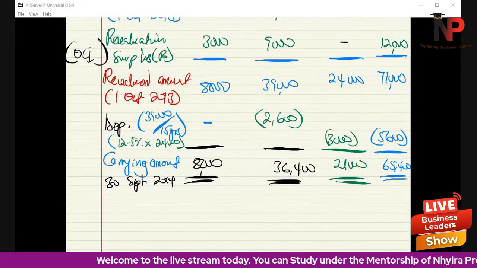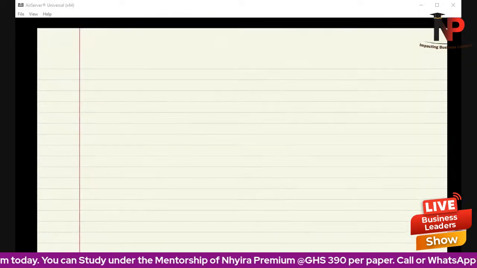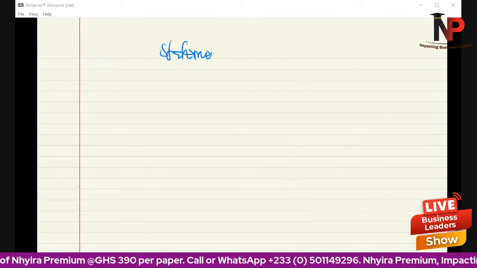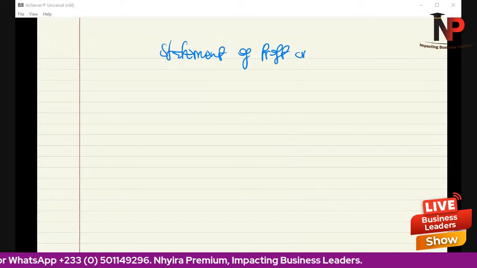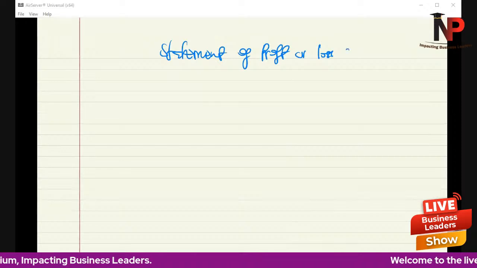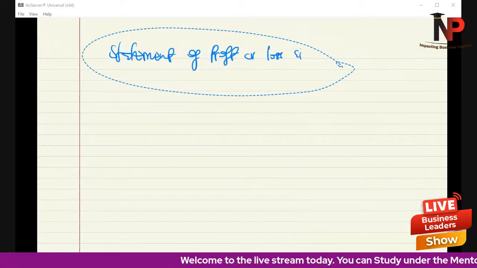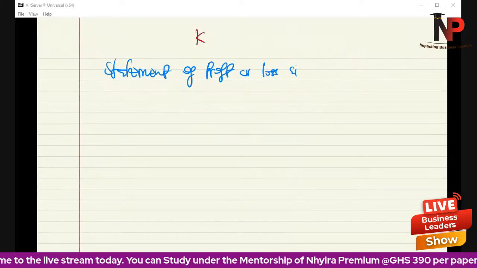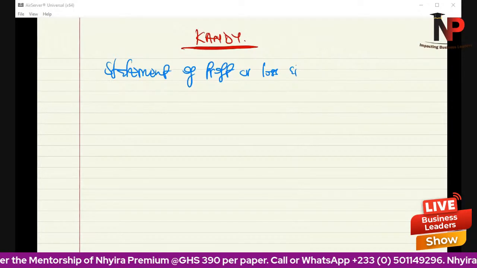So this is our workings. Let's now extract the financial statements. So statement of profit or loss and other comprehensive income. I'm going to shift this a little bit down. Maybe you cannot do that. So Candy, statement of profit or loss and other comprehensive income.